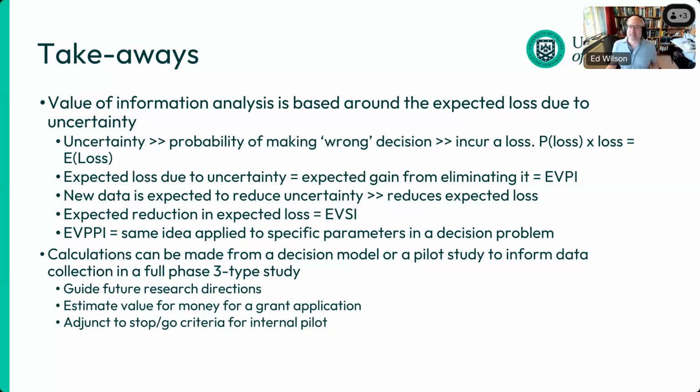EVPPI, same idea, but applied to subgroups of parameters. So it could be just the treatment effect or health state utilities, resource use estimates in your analysis. And the calculations can be sourced from a decision model or a pilot study. It can be used to guide future research directions, estimate value for money for a grant application, and as an adjunct to stop-go criteria for an internal pilot.